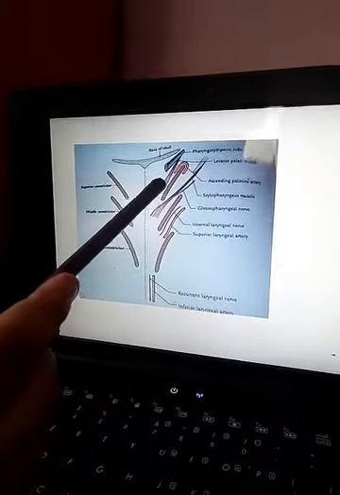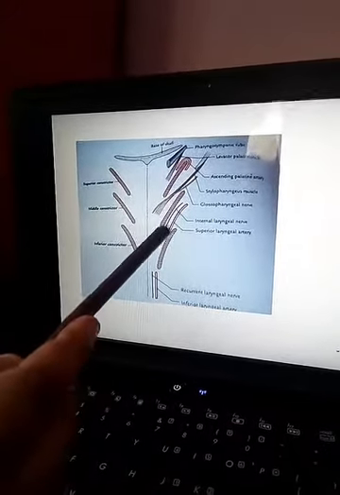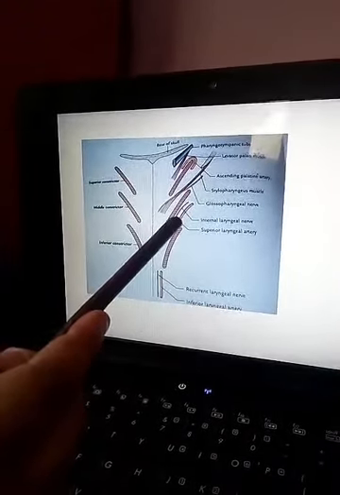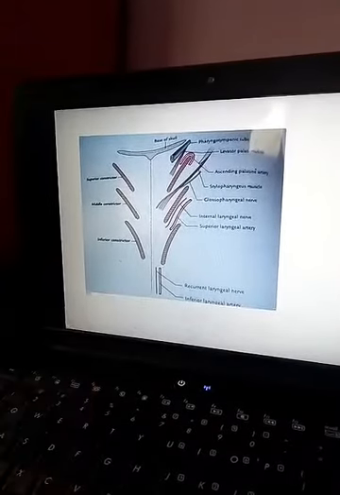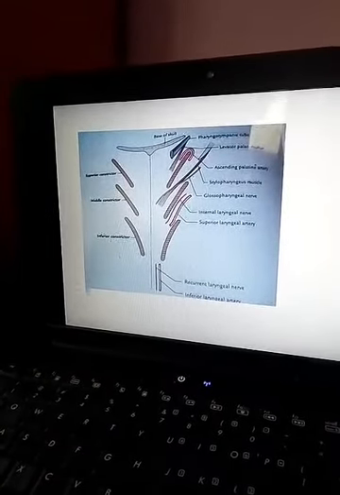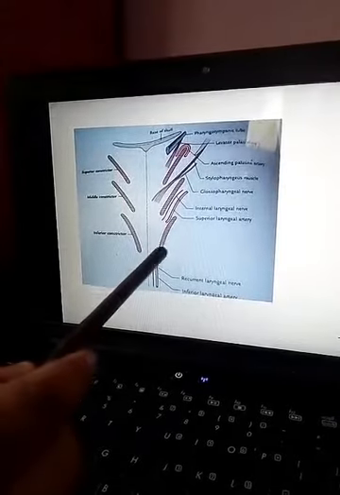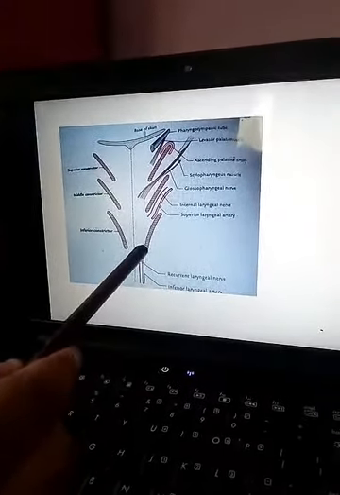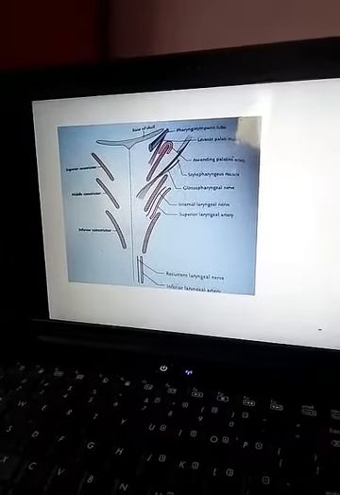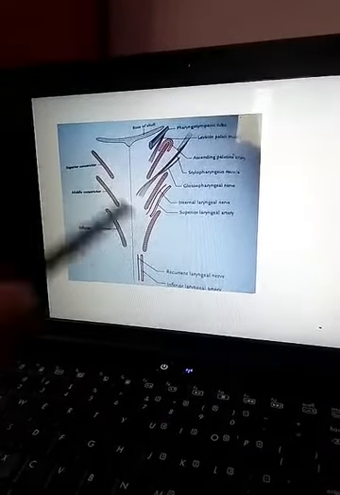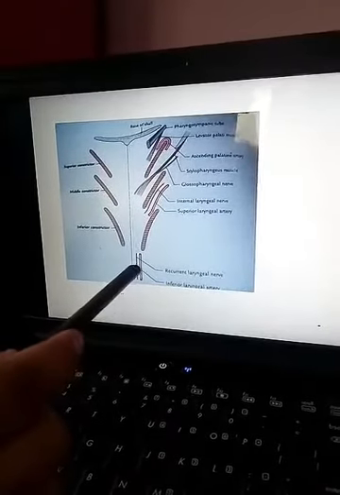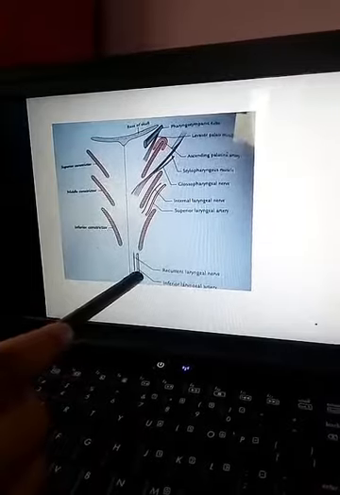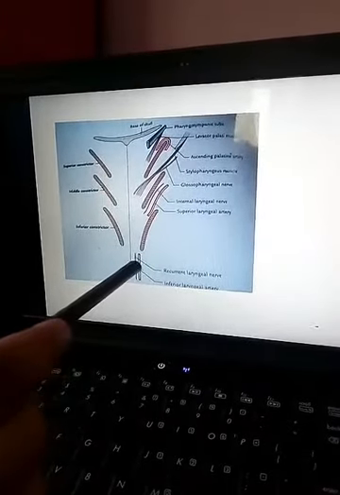And there is also a gap between the middle constrictor and the inferior constrictor, and the structures which pass through it are the internal laryngeal nerve and superior laryngeal vessels. And there is also a gap between the lower border of the inferior constrictor and the esophagus, that is known as the tracheoesophageal groove. The structures which pass through this are the recurrent laryngeal nerve and inferior laryngeal vessels.